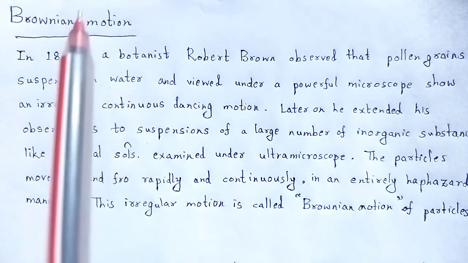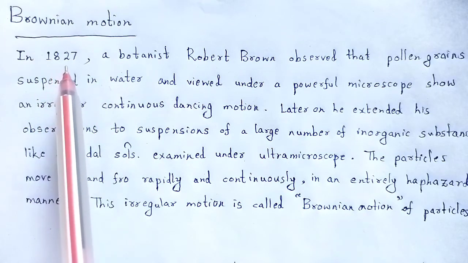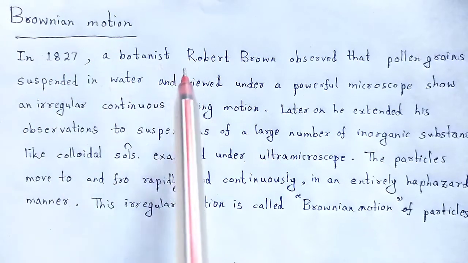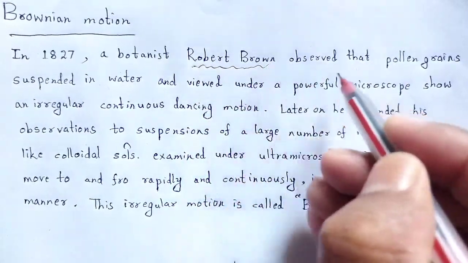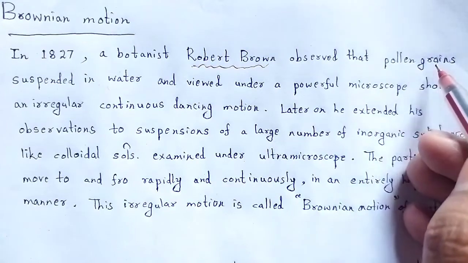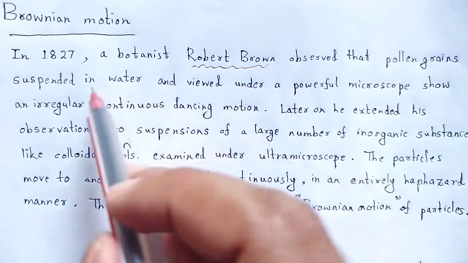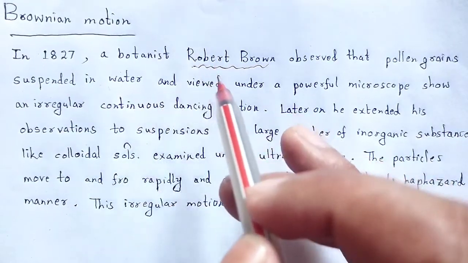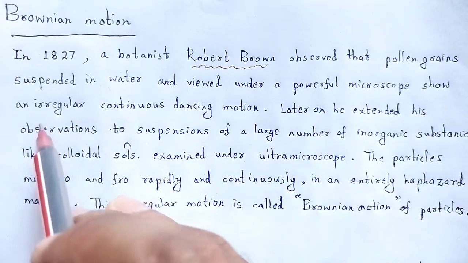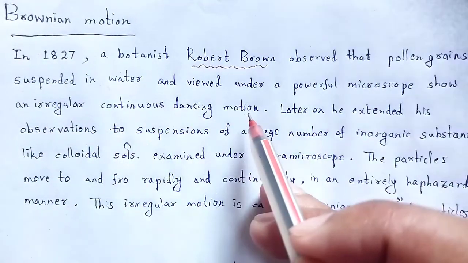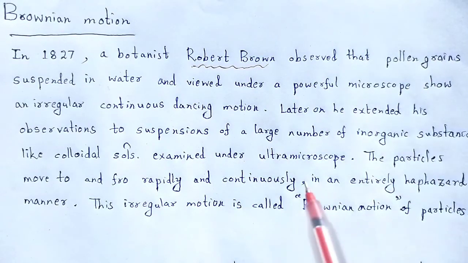Brownian motion. Brown was a scientist, a botanist. In 1827, botanist Robert Brown observed that pollen grains suspended in water, viewed under a powerful microscope, showed an irregular, continuous dancing motion throughout the water surface.